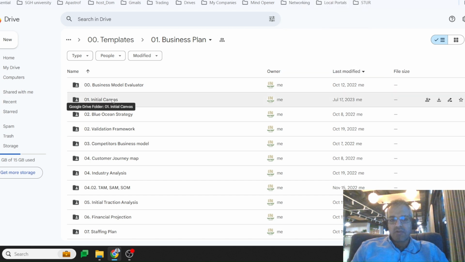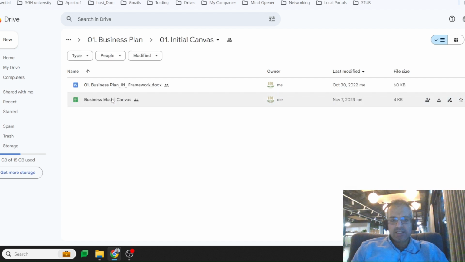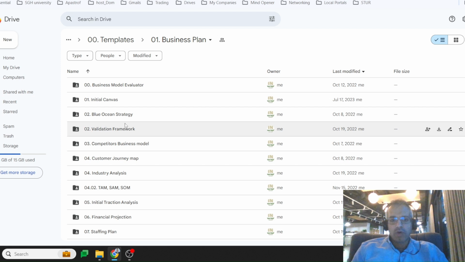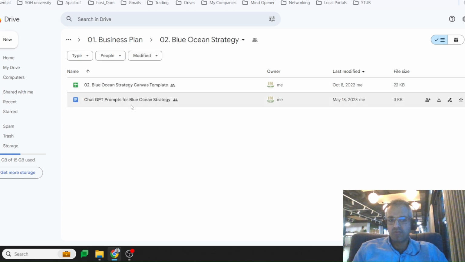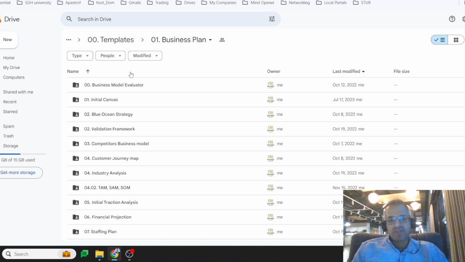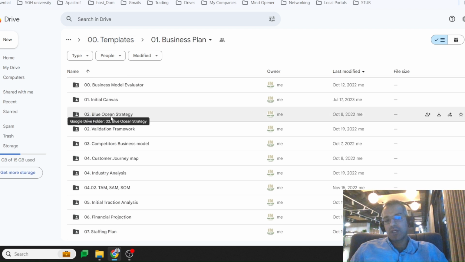Then, based on that, we will have some initial canvas. This canvas would be based on the Lean framework, so if you're familiar with the Lean framework, it is somehow based on that. We will try to find exactly the sources of innovation through our Blue Ocean strategy framework. With the Blue Ocean strategy framework, we look at your service and your competitors in the market, and we see what places are not touched by your competitors.